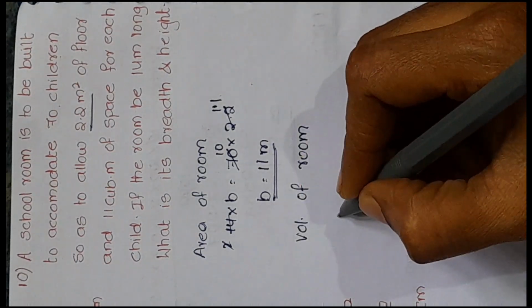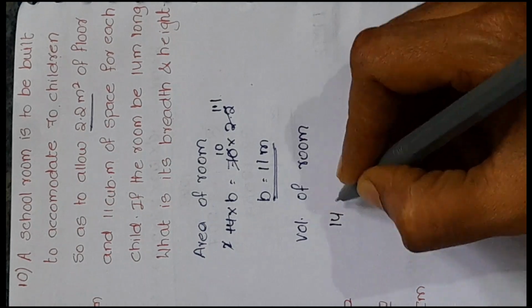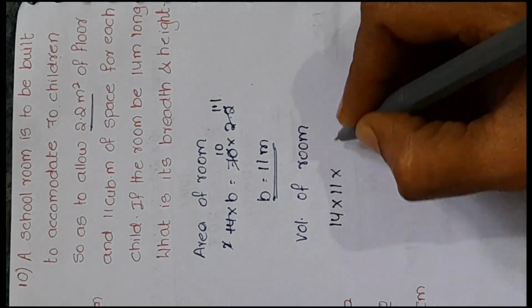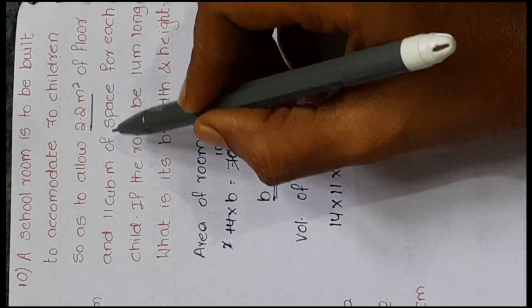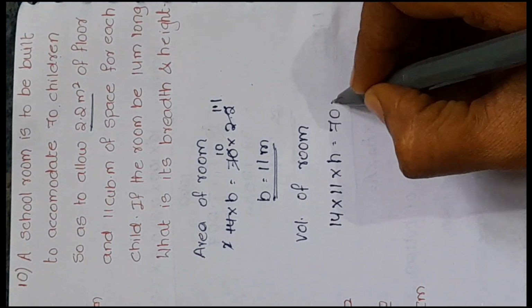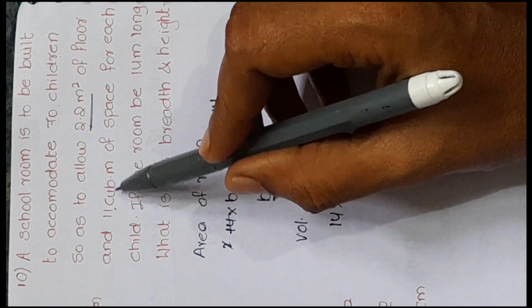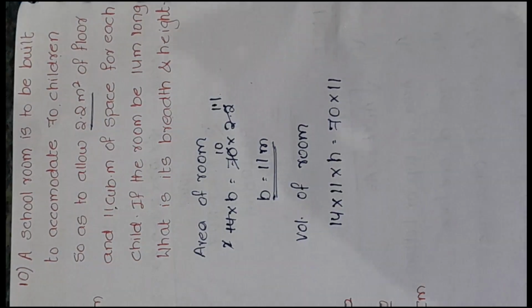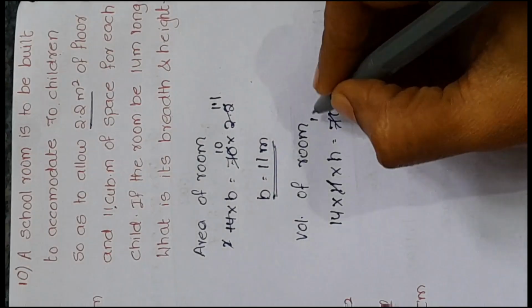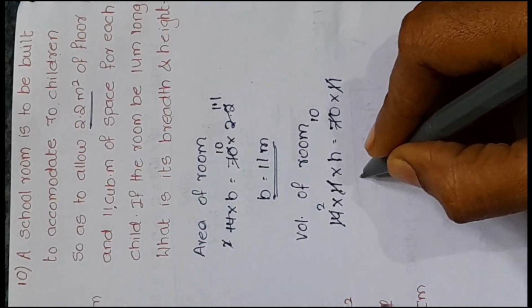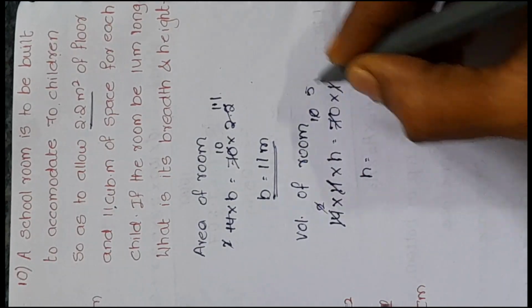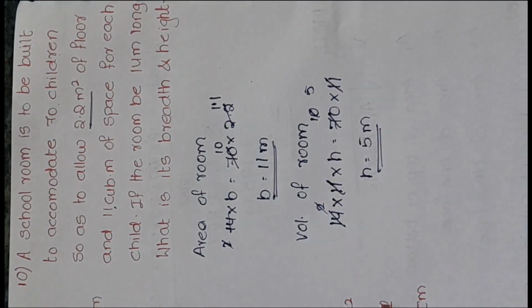Now volume of the room is length into breadth into height. The length is 14 and breadth we got as 11. We don't know the height, keep it as H. Now volume of the room is, number of children is 70 and the space provided for each child is 11 cubic meter. On cancellation, 11 and 11 get 7 10 times and 7 2 times. From this we get H is equal to 5. That is, height of the room is 5 meters.